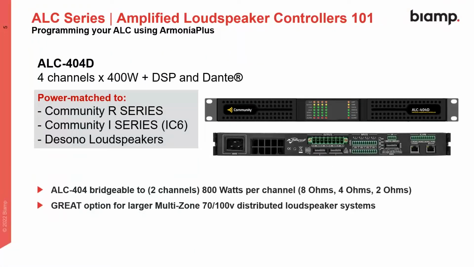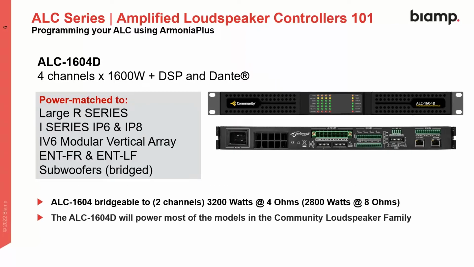Quick overview here. There are 3 models in the line. You have the ALC 404D, a 4-channel at 400 watts per channel. Power matched to most of the Community R series line, a lot of the smaller I series compacts, and most, if not all, of the DeSono loudspeakers. Also bridgeable. You can bridge this down to 2 channels, 800 watts per channel. This is a great option for larger multi-zone 70/100 volt distributed loudspeaker systems. We use this amplifier a lot. It's become very popular.